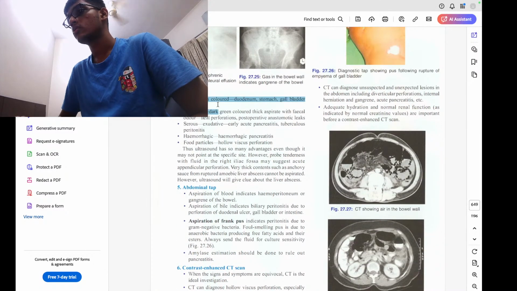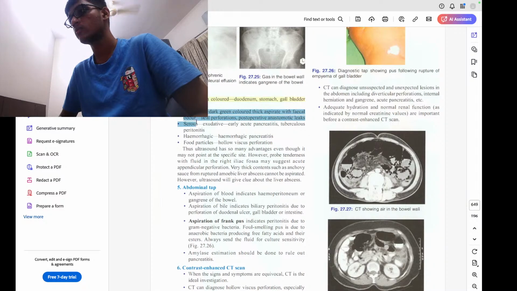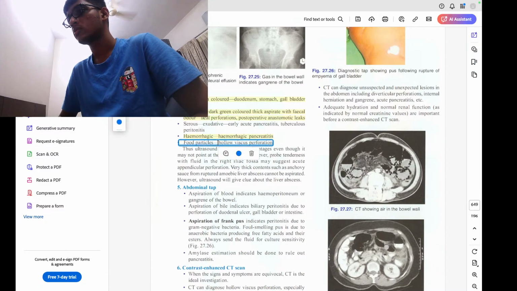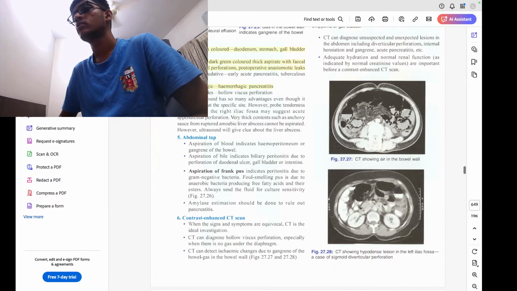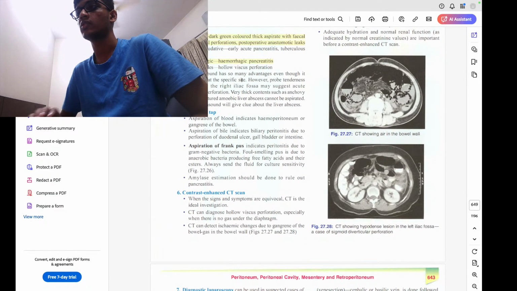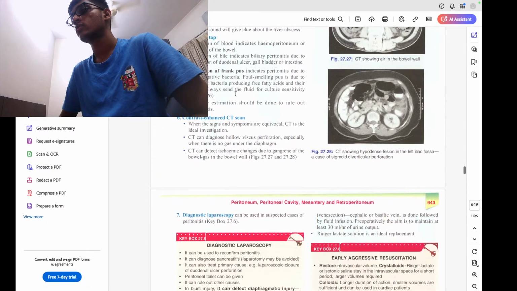Green fluid suggests duodenal ulcer or gallbladder perforation. Fluid is green, thickened, with fibrinous exudate. Paralytic ileus and ascites. Hemorrhagic fluid may indicate hemorrhagic pancreatitis. Food particles suggest hollow viscus perforation. Serous exudative fluid suggests early pancreatitis and tuberculous peritonitis. Ultrasound has many advantages, though it cannot point to a specific site. Tenderness, fluid, and all you can see.